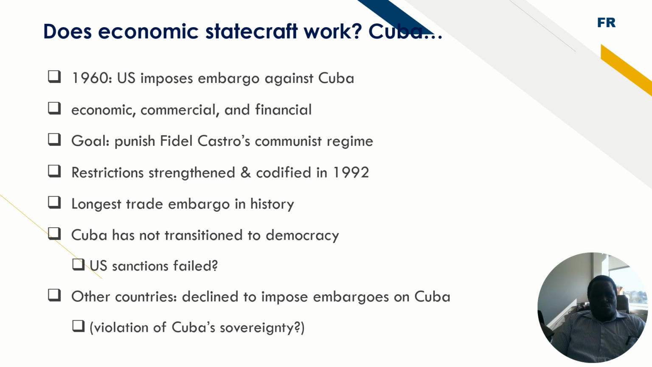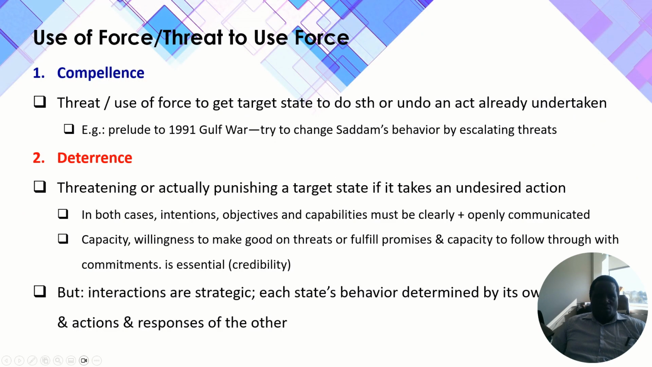And so, because Cuba did not transition into what the US desired, can we say the sanctions failed? But also the other countries declined to impose sanctions because they didn't think that it was in their purview to decide what kind of government Cuba was going to have.